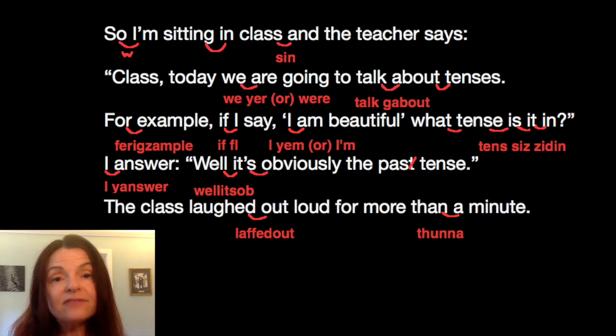The class laughed out loud. Now, laughed would end in a T as its past tense, but when we link it to a vowel, it'll sound like a D, a fast D. Laughed out. The class laughed out loud for more than a minute. Link than and a so that it sounds like thana. More than a minute.